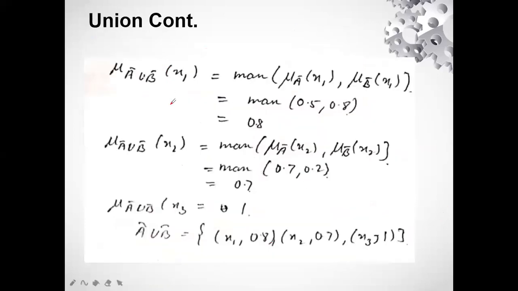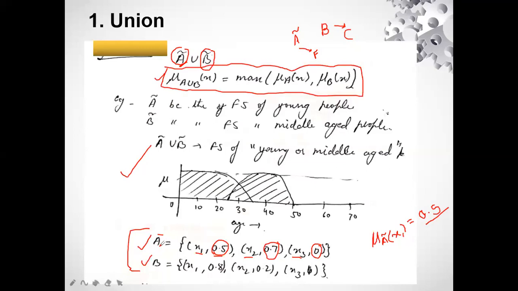We had what? You see, these are the two sets. A bar is equal to what? X1 0.5, X2 0.7, X3 0. And B bar is what? B bar is X1 0.8, X2 0.2 and X3 1.